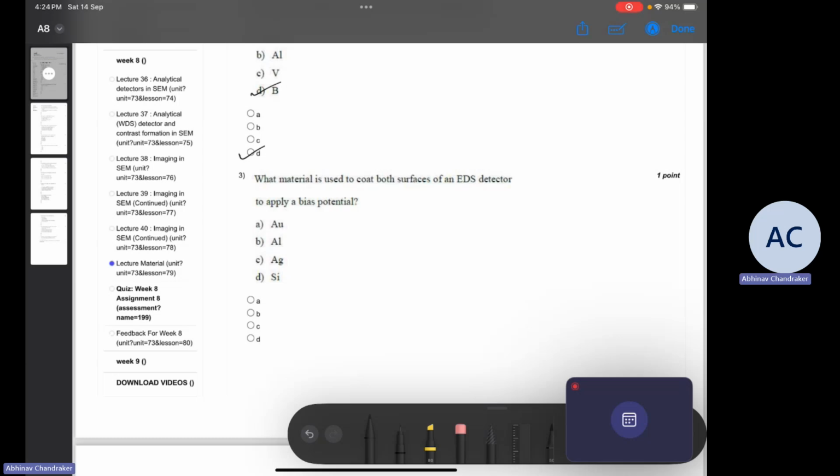What material is used to coat both surfaces of an EDS detector to apply a bias potential? So I have not covered this, but it was covered in the lectures by Professor Shibayan Roy. In our EDS detector, we use a very thin film, about 20 nanometer thin film of gold, because of its very high conductivity. So both surfaces are coated by a thin gold film. The answer should be Au, option A.